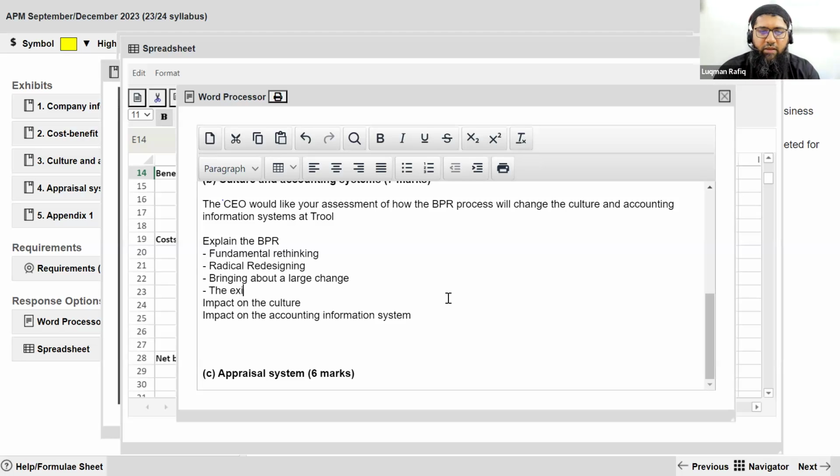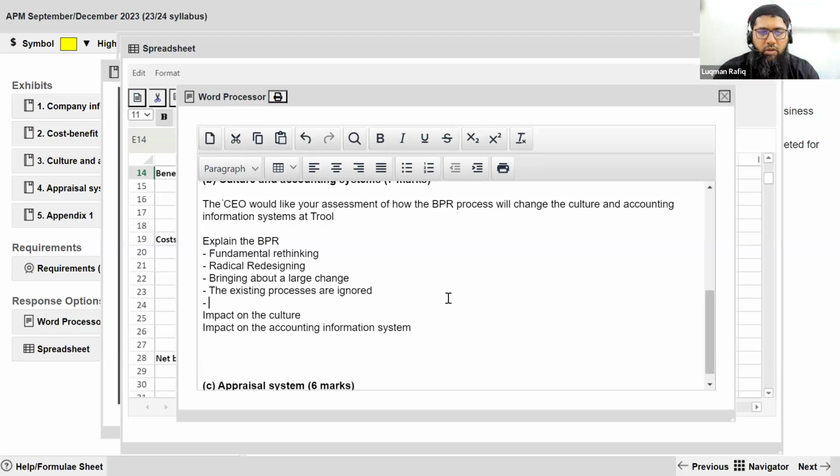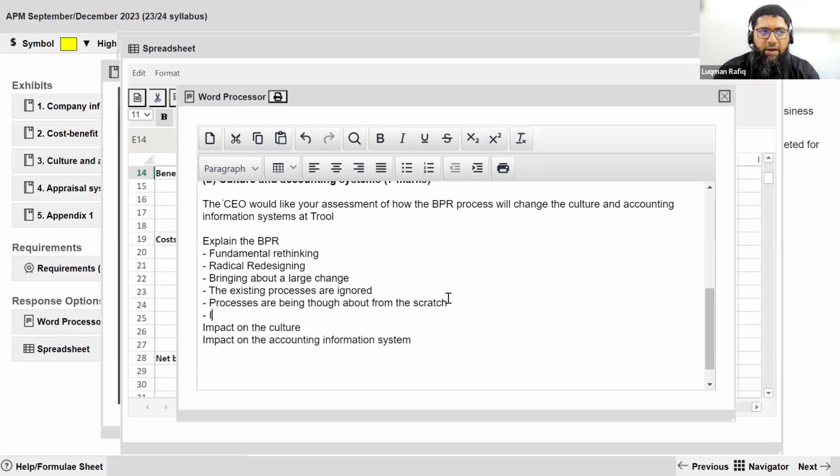The existing processes are ignored. The processes are being thought about from scratch, and the implementation done.